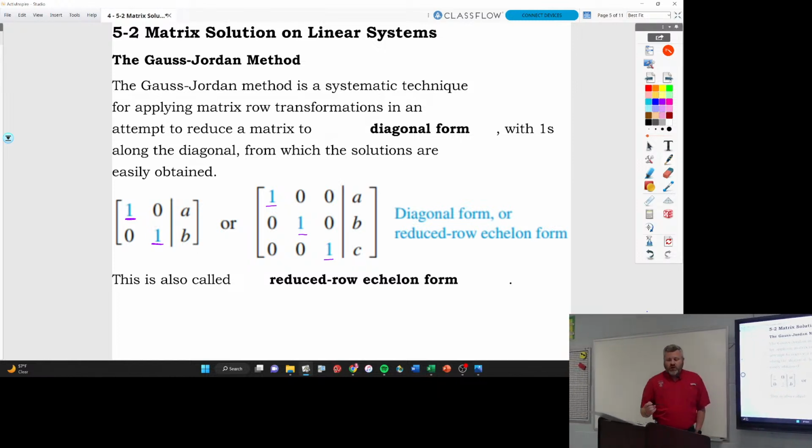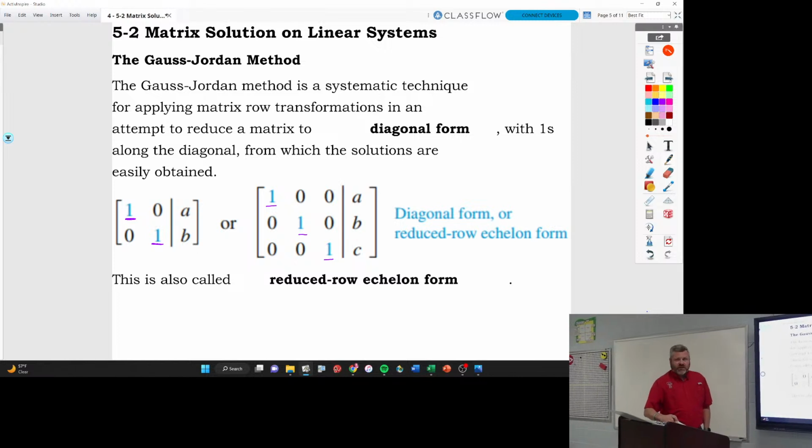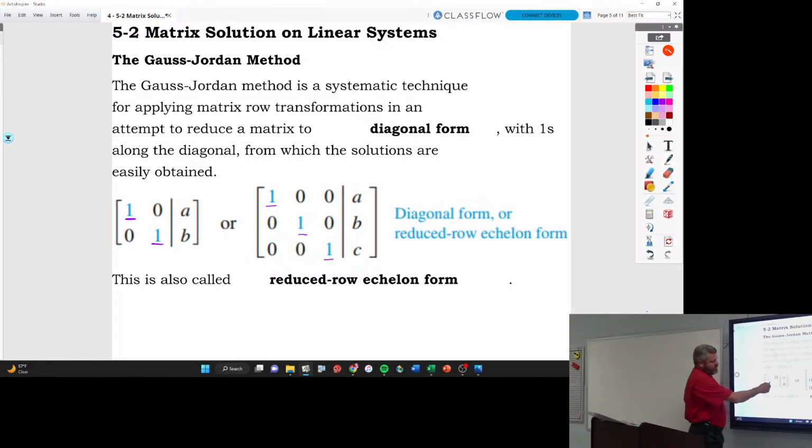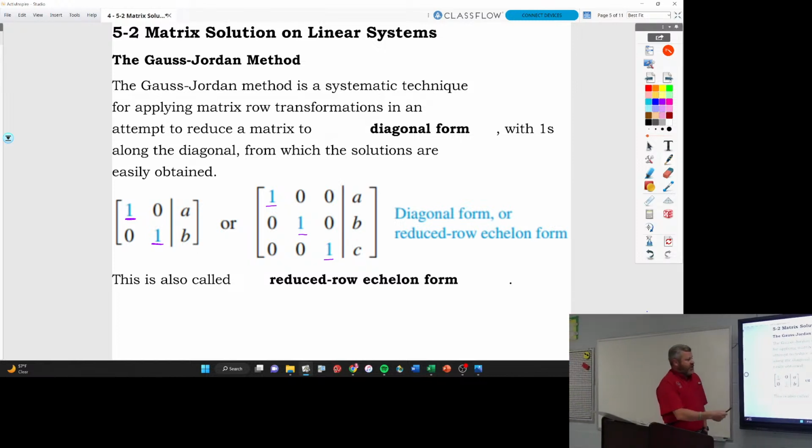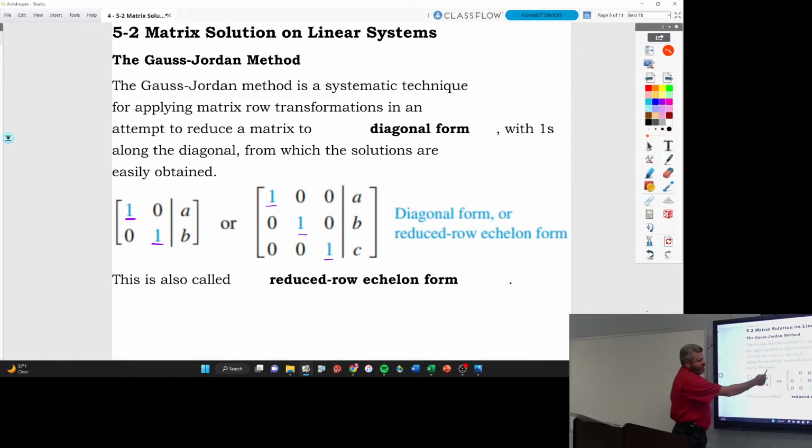This is called reduced row echelon form. So when you're looking at your homework and it starts doing some vocabulary stuff, reduced row echelon form has ones on the primary diagonal. Everything else is 0 on the left side. And then on the other side, your A, B, or C, if you have 3 equations, those are going to be the solutions for each of the variables.